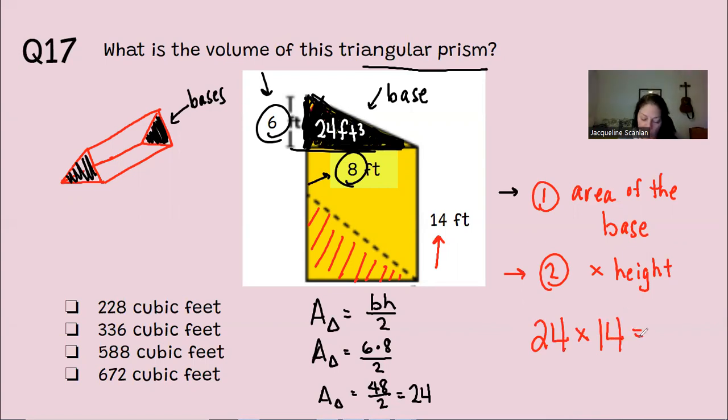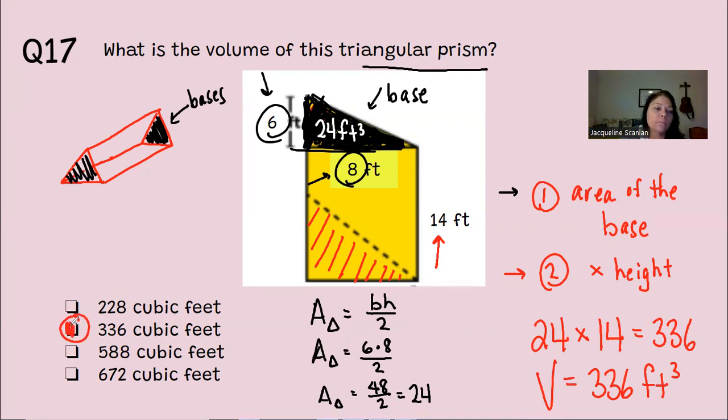I'm going to go ahead and use my calculator for that. 24 times 14 is 336. Okay, so the volume of this triangular prism is 336 cubic feet or feet cubed, which is this choice here.